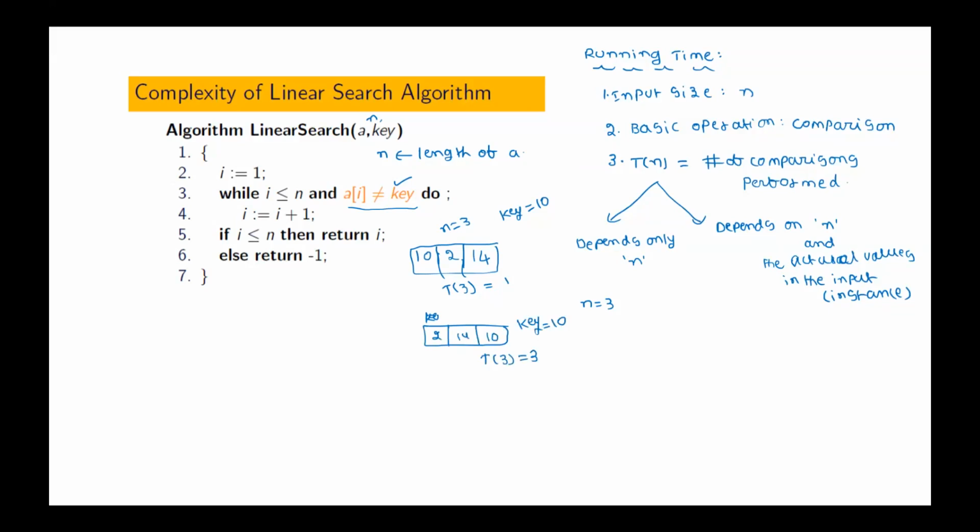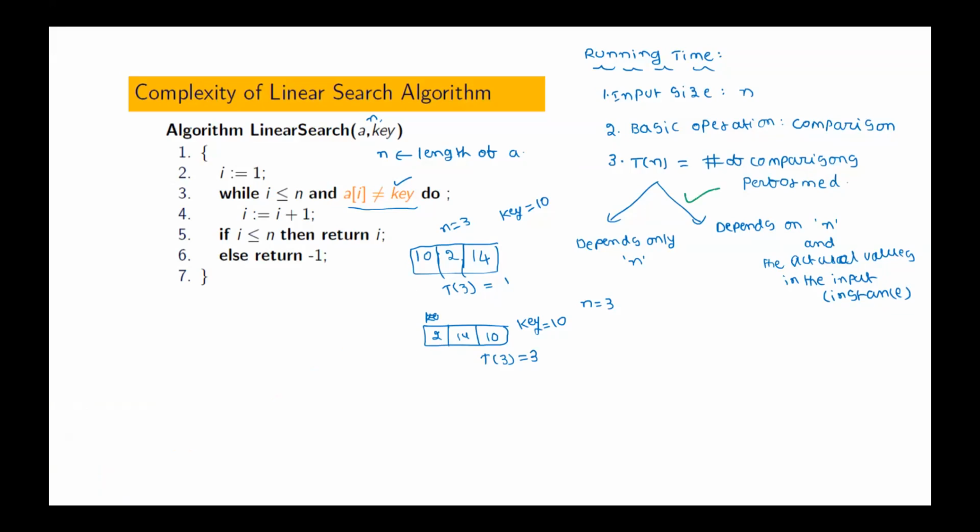That means what? Even if the input size is the same, if the actual values in the input are different, the answer automatically changes. T of n is different. So does it depend only on n, or on the actual values in the input also? It depends on the actual values in the input, that means on the input instance also. So this is correct.